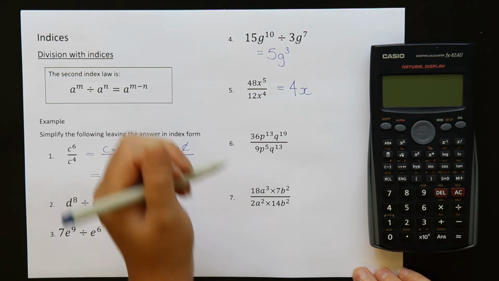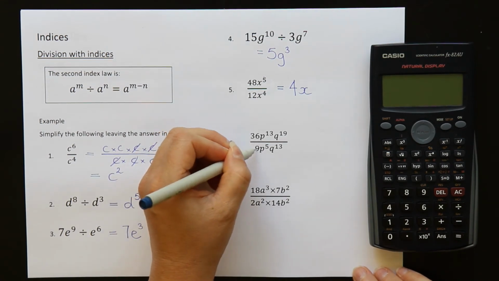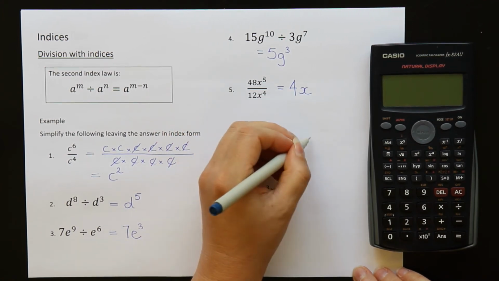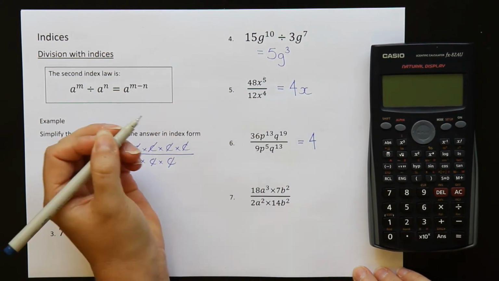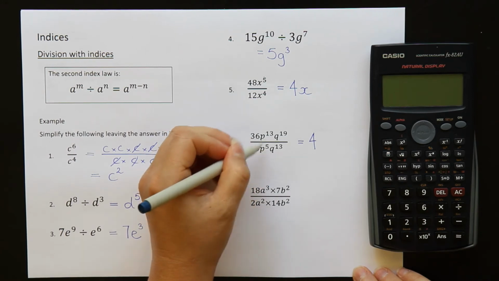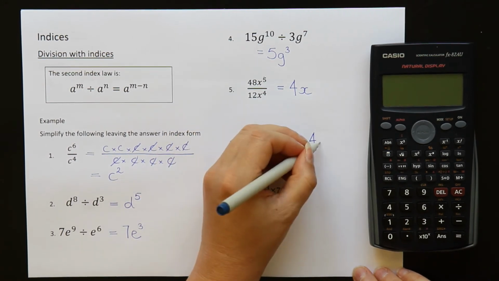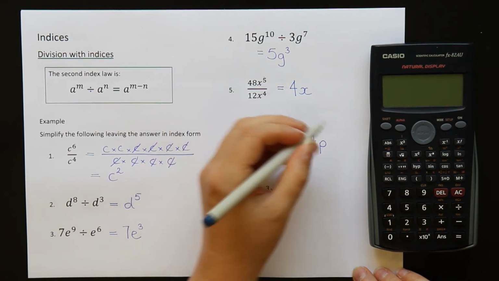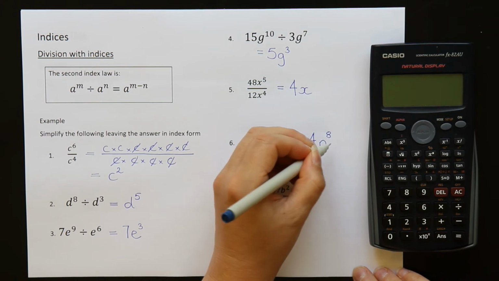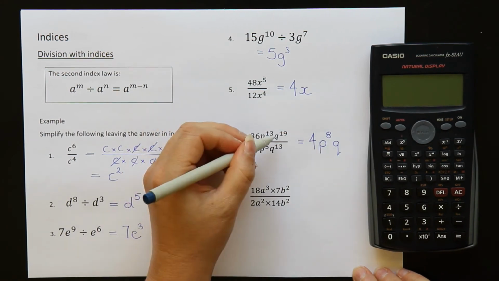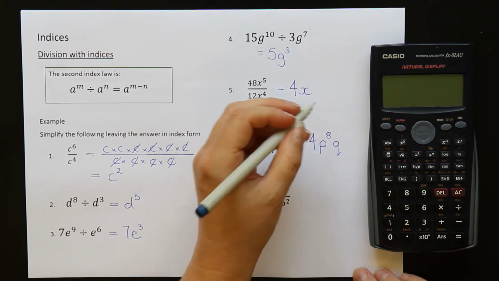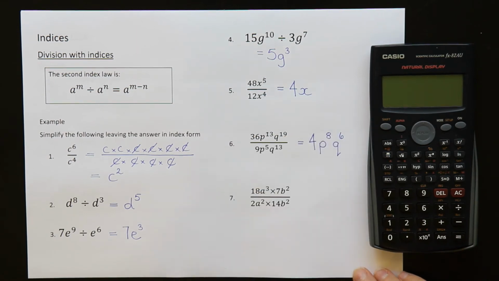Question 6. 36 divided by 9, that goes nicely 4 times. And I've got two different pronumerals here. Let's do p first. P is the base. 13 minus 5 is 8. Then let's look at the q. Q to the power of 19 and q to the power of 13. 19 subtract 13 goes 6 times. So there's my answer.